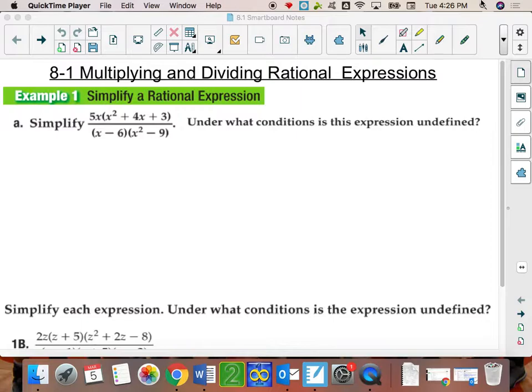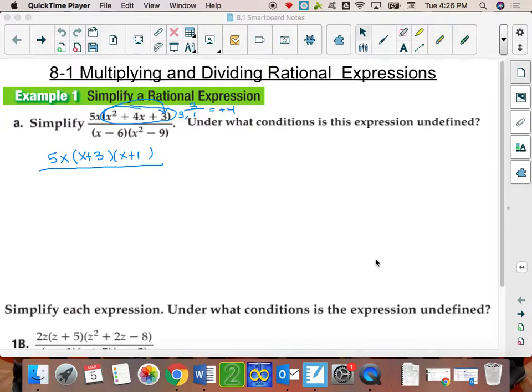The idea is we want to simplify as far down as we can, and then you can cancel things top and bottom. We're going to start with this trinomial and factor it. Remember, when you factor that, you're looking for factors of 3 that will add to 4. Those factors are 3 and 1. So I'm going to rewrite that as 5x times, in factored form, x plus 3 and x plus 1. So there's my new numerator.